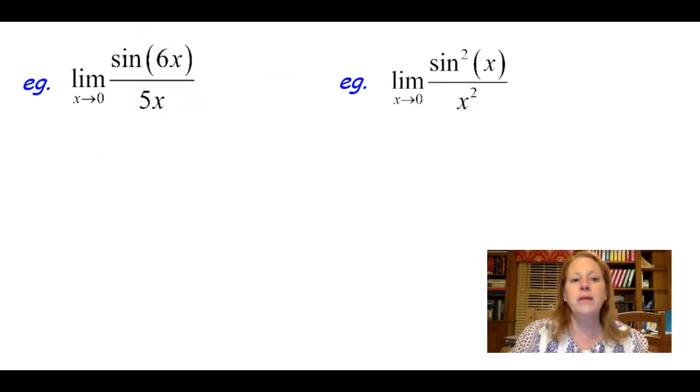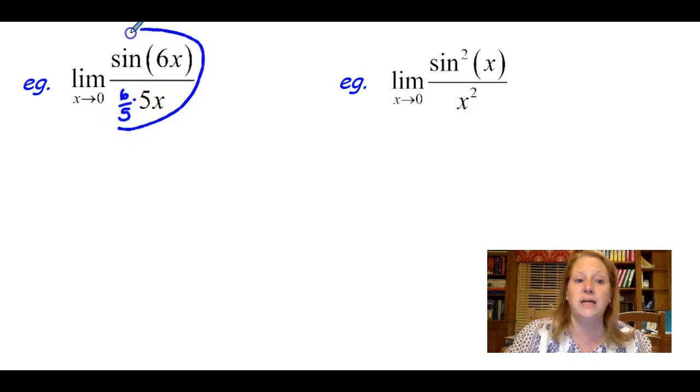Let's do the same thing with the next one. Sine of 6x over 5x. Again, the argument, what's inside the sine, is 6x, so I need the denominator to also be a 6x. What could I multiply 5 by to make it a 6? I could multiply it by 6/5. Now it's a 6x, so now this is just 1. And I need to put a 6/5 on top to keep it balanced. So I've got 6/5 times 1, which is just going to be 6/5.